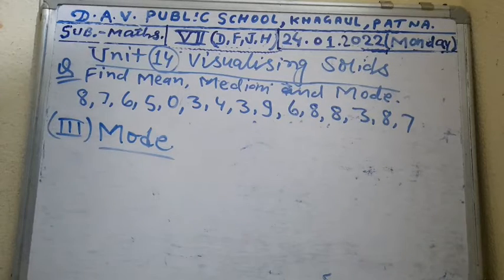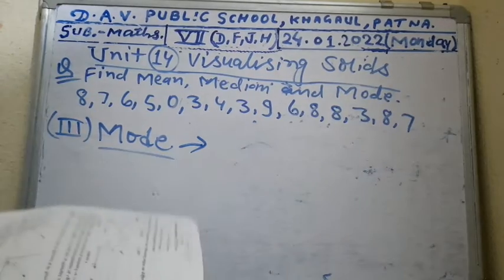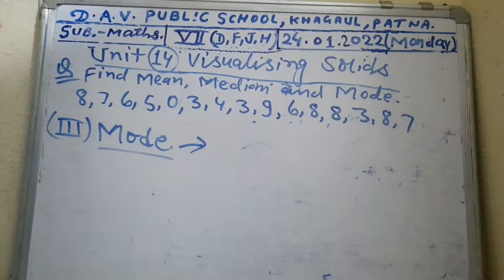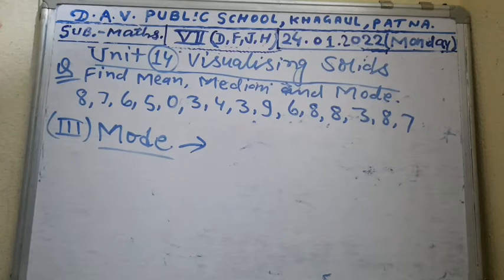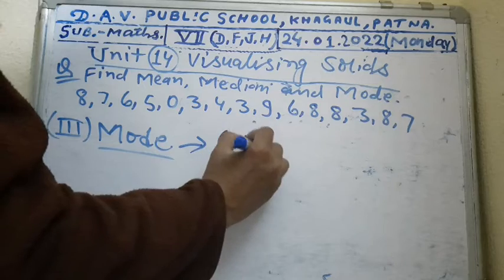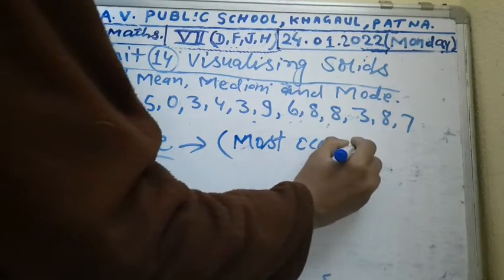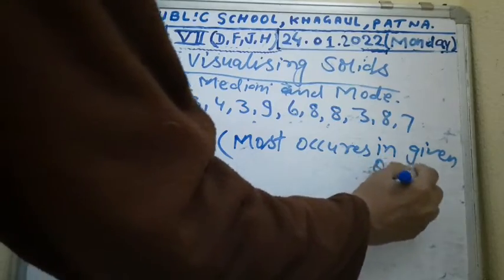First of all, I want to recall the definition of mode. Mode is the value that occurs maximum in the observation. Mode means the value that occurs most in the given observation.